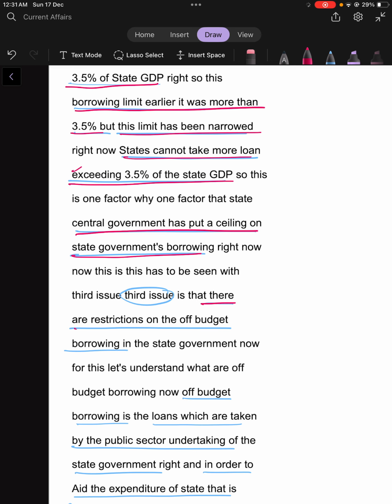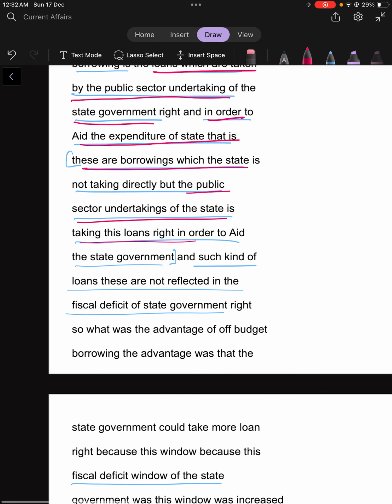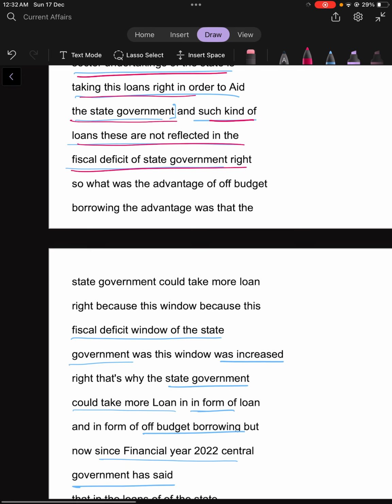The third issue is the restriction of off-budget borrowing. Off-budget borrowings are the loans taken by the public sector undertakings of the state government in order to aid the expenditure of the state. These are borrowings which the state is not directly taking, but the public sector undertakings take loans in order to aid the state government.